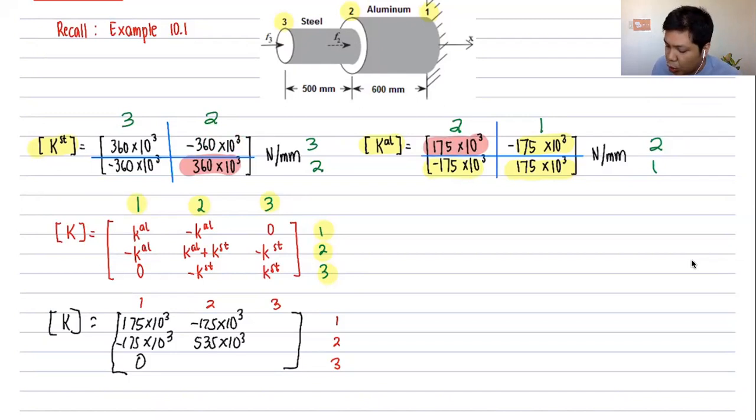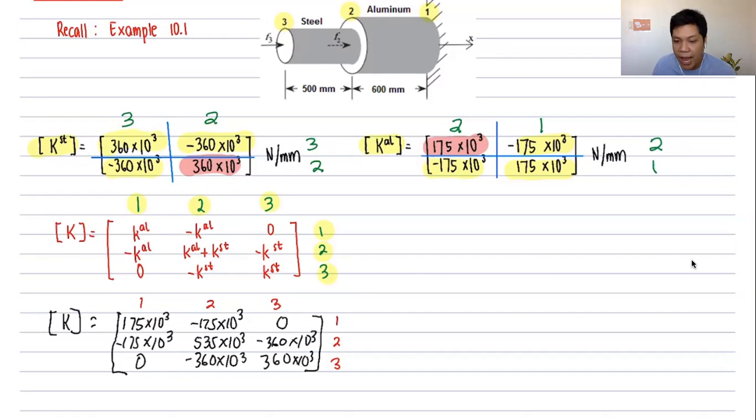Next, what is row 3, column 2? Here, this is row 3, column 2. So this should be negative 360 times 10 cubed. And finally, what is left for us is column 3. Row 1, column 3, I don't have any combination, so that's 0. Next, row 2, column 3, so that's negative 360 times 10 cubed. Finally, row 3, column 3 is this one, so this is 360 times 10 cubed.